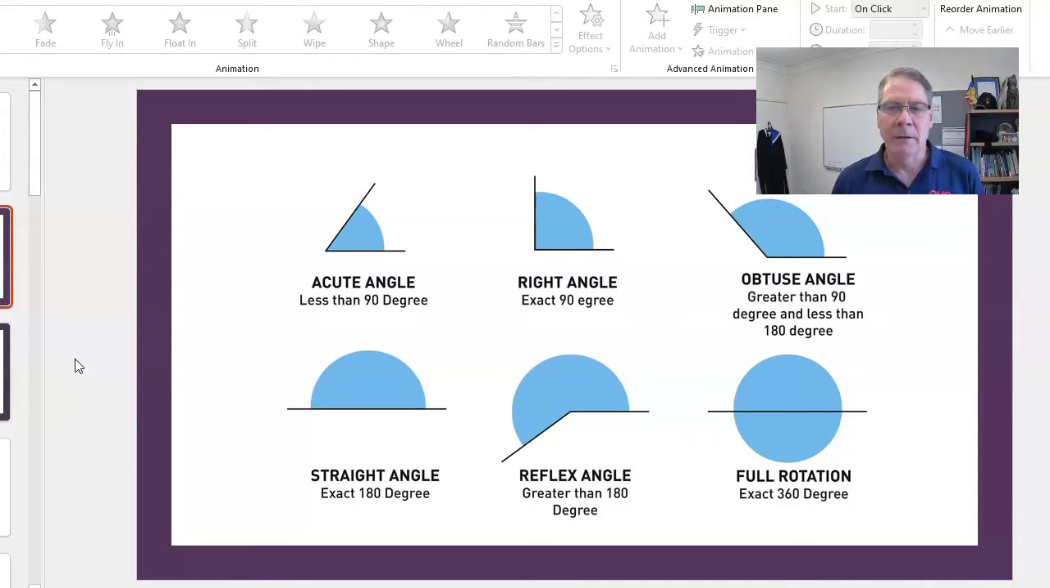Acute, I say it's nice, cute, it's small, it's cute. Right is square. And then the others: obtuse, greater than 90; straight is a straight line, 180 degrees. Reflex is bigger than that, and the full rotation, of course, like the clock, is 360 degrees. It's a circle. So there is our language of the different classifications of angles that we will have.